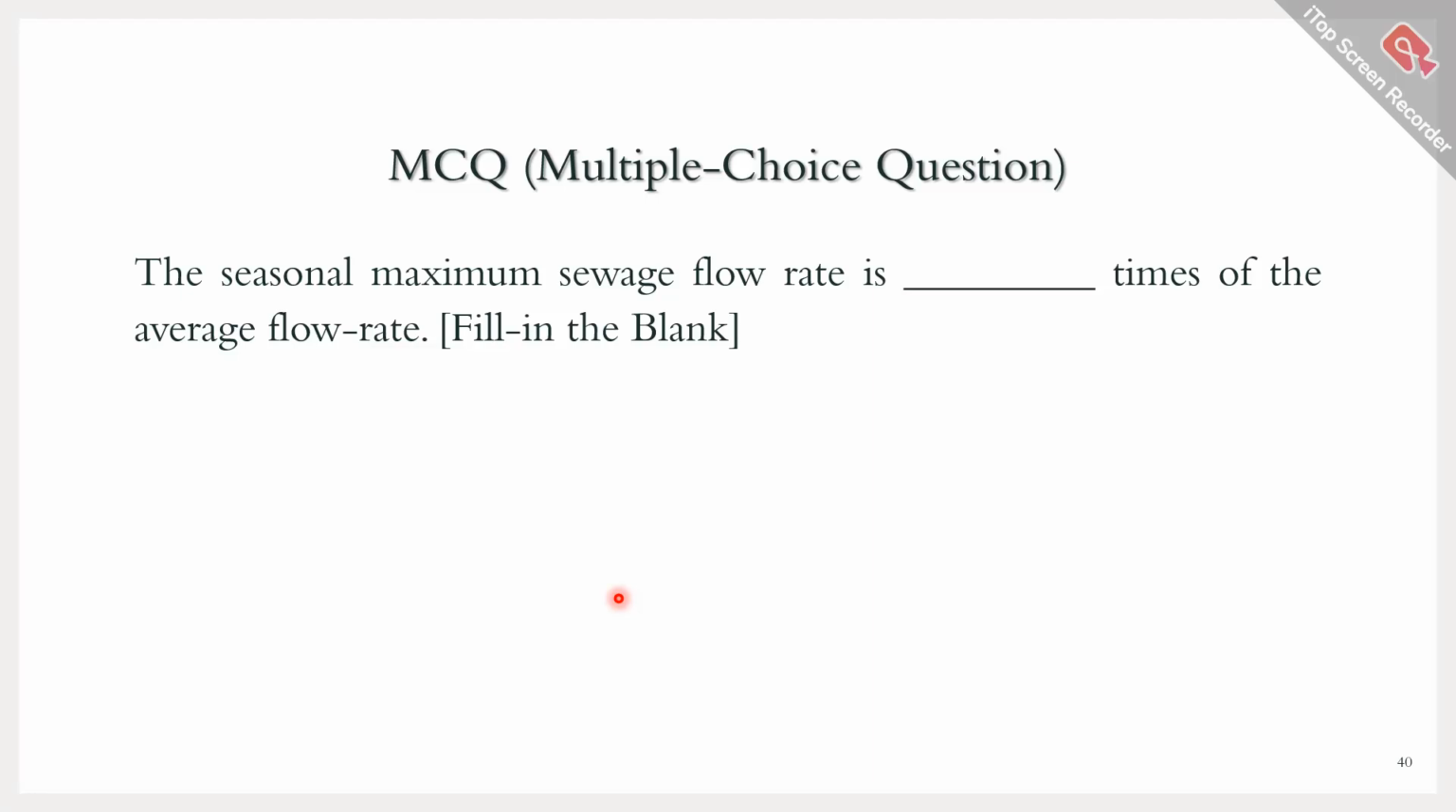Now I'll move on to our next MCQ. The seasonal maximum sewage flow rate is dash times of the average flow rate. Fill in the blank. The seasonal maximum sewage flow rate is how many times of the average flow rate? 1.3 times, 1.5 times, 1.8 times, and 2 times.